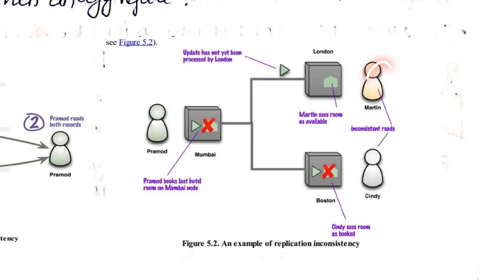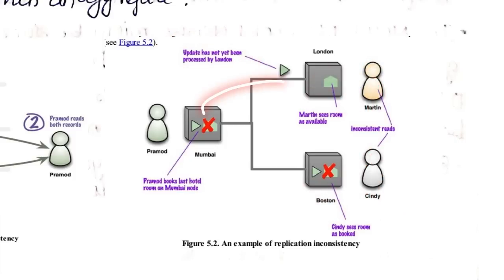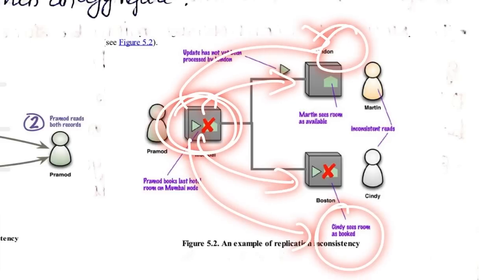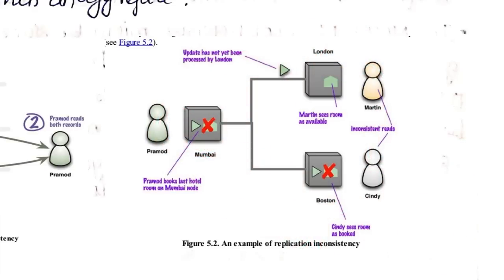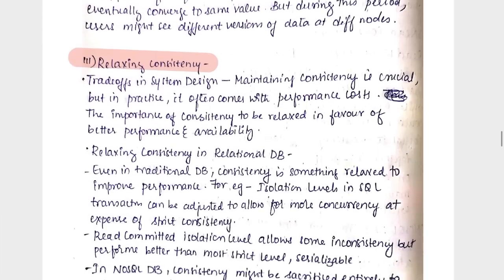But then here, when Martin is trying to access the data, or this person is trying to access the data, they can see that the room is not booked yet, because the update operation is still being processed here. So in such a case, we can tell that given a node, the replicas are present here, but these replicas have outdated values, which can lead to replication inconsistency. So it is very important to address the replication inconsistency. So eventual consistency is used.